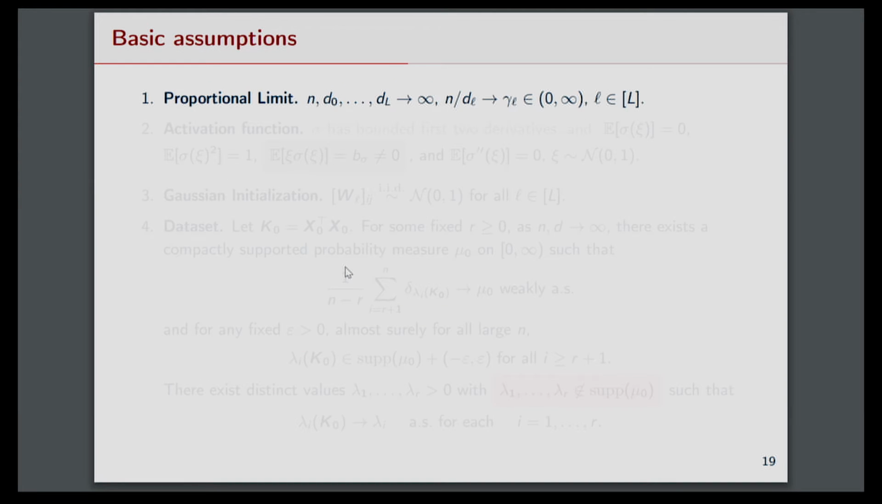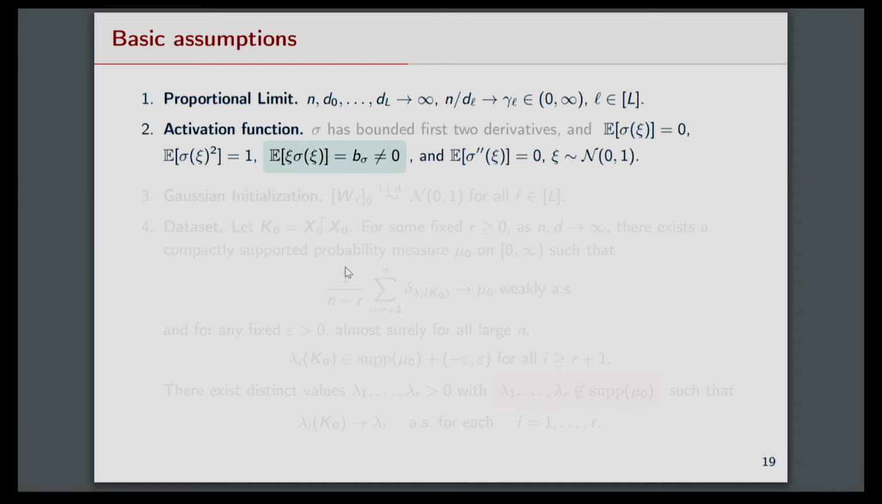Yeah, so the basic assumption is this. We assume the proportional limit for all the dimensions: the number of neurons for each hidden layer and the sample size for the data set. And we fix the number of hidden layers. Here are some assumptions for the activation function, but essentially it's a quantity B sigma, which is the first Hermite coefficient for the activation function, that will appear in this theorem.